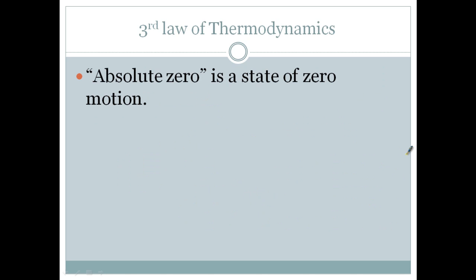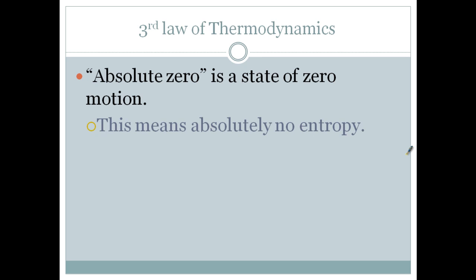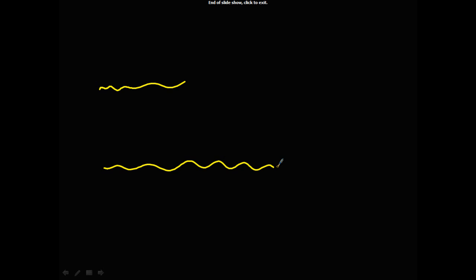And here's the third law of thermodynamics. Absolute zero is a state of zero motion. This means there's absolutely no entropy. You can't go from order to disorder because there's no motion. Nothing's moving, nothing's changing. And we know that entropy has to increase over time, so this state of absolute zero can never be reached. And that's all I'm saying about the third law. That's all you need to know.